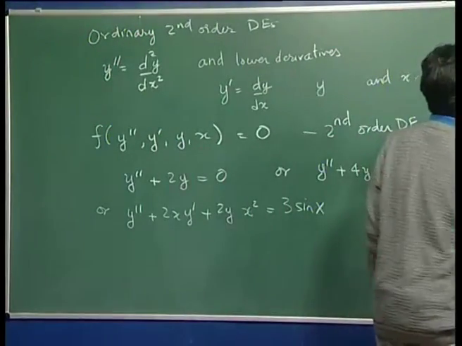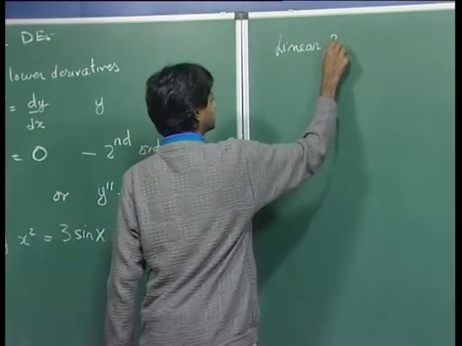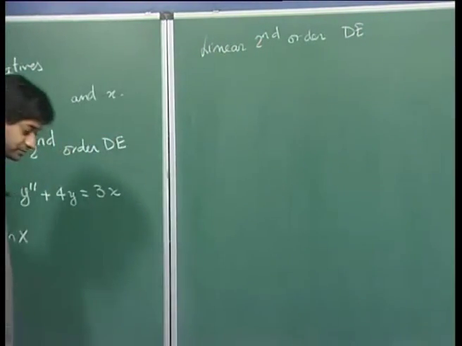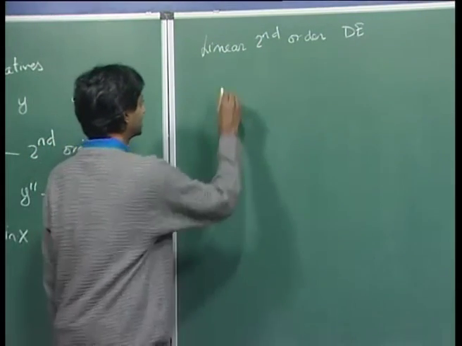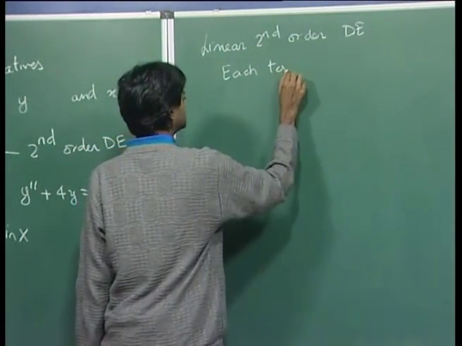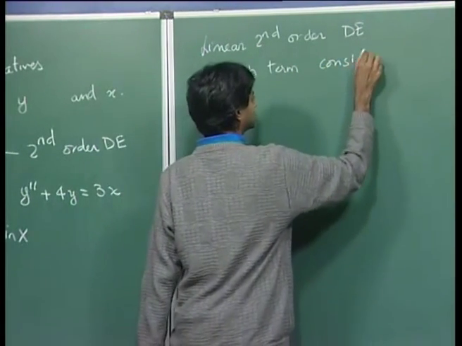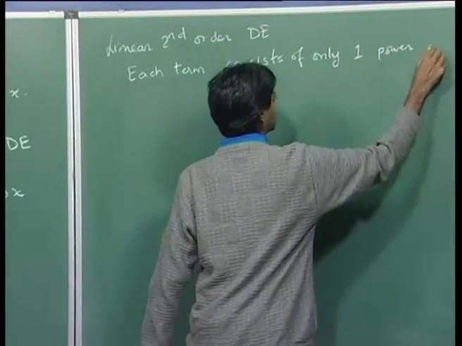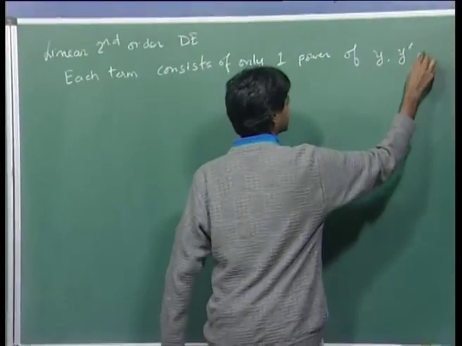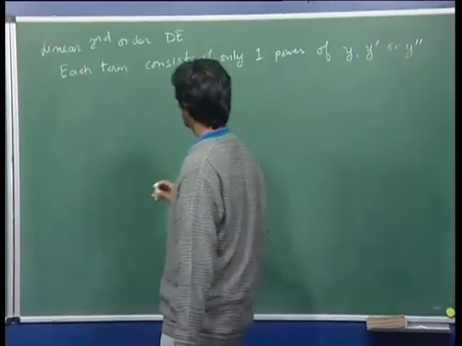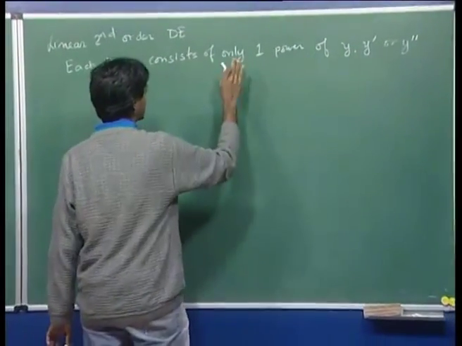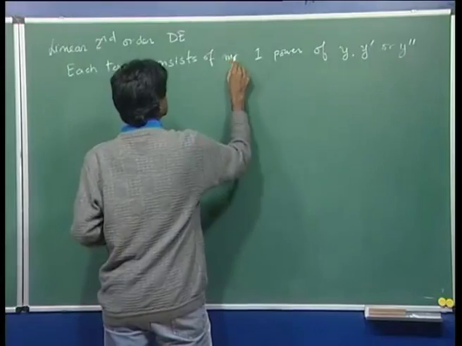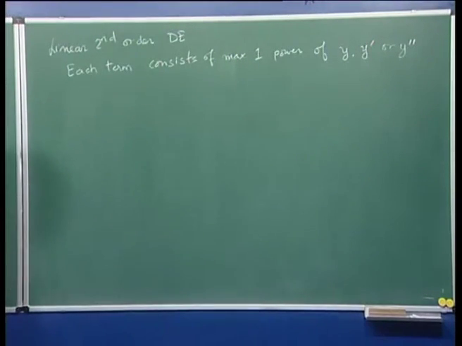Now, let us look at some types of second order differential equation. A linear second order differential equation is one in which each term consists of at most one power of y, y prime or y double prime.